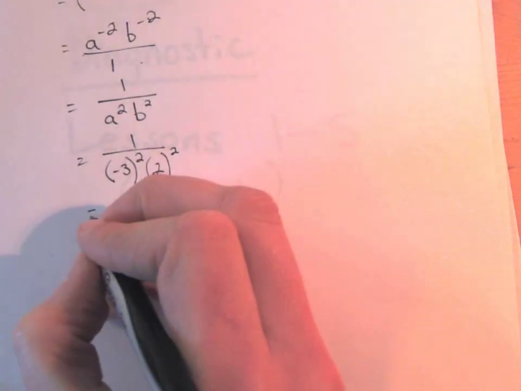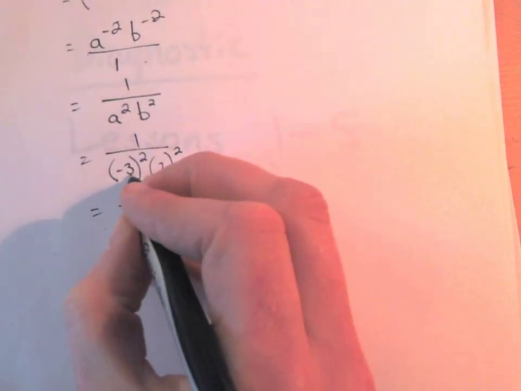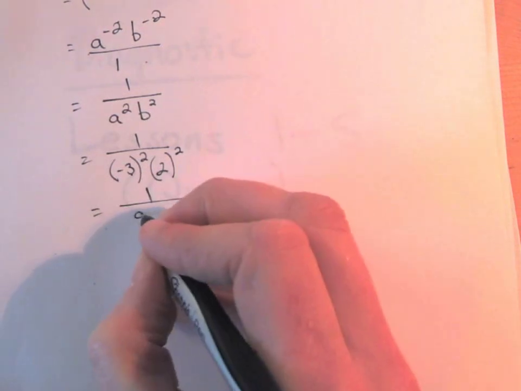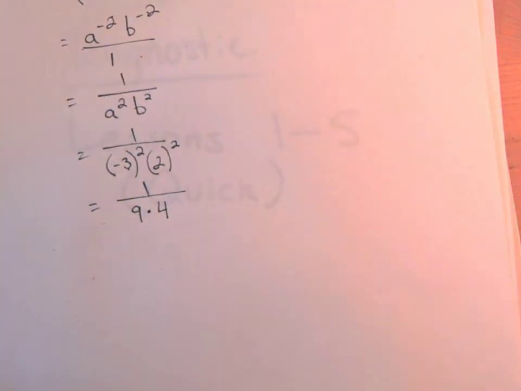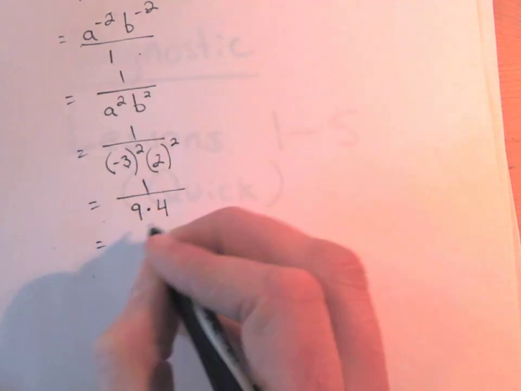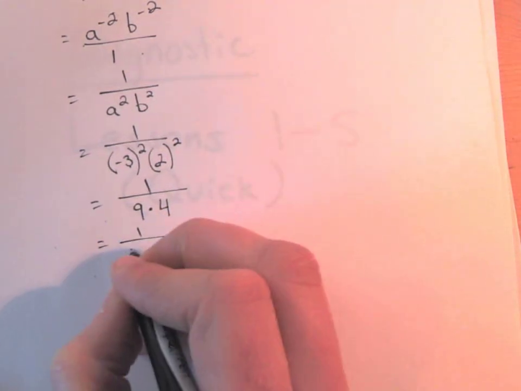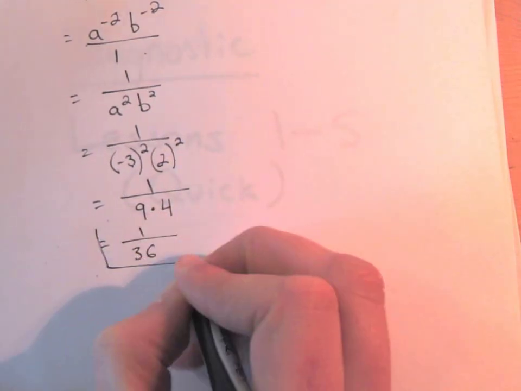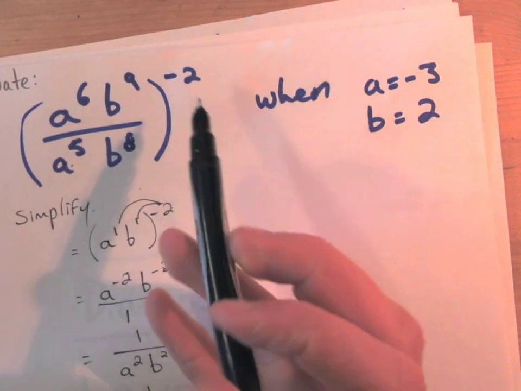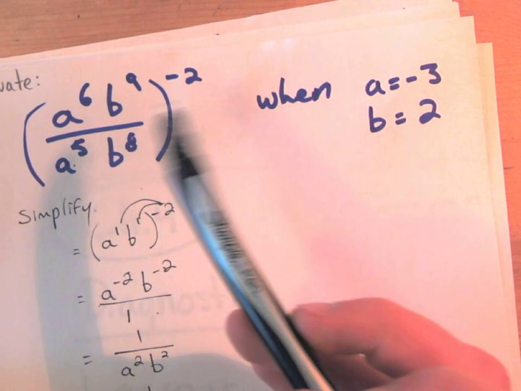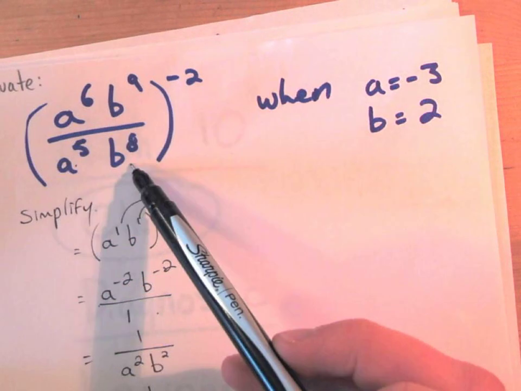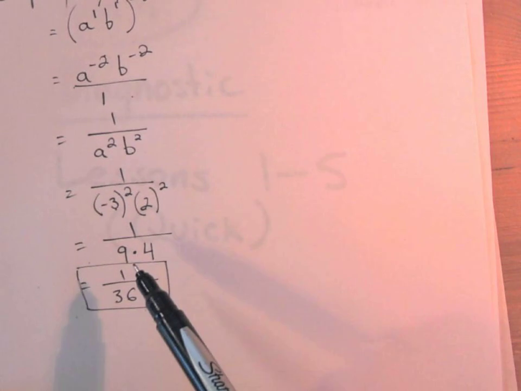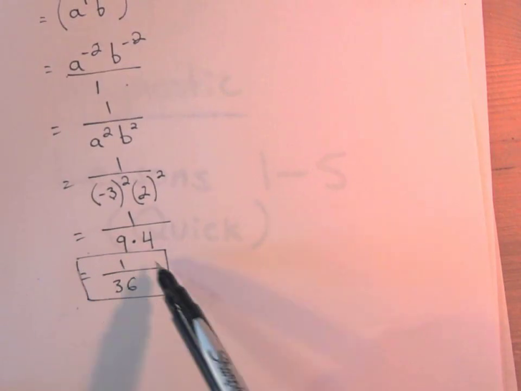Okay, so overall our -3 times -3 is 9. 2 times 2 is 4. And then we can go 9 times 4 is 36. So this complicated expression, whenever an a is -3 and a b is 2, is equal to 1 over 36.